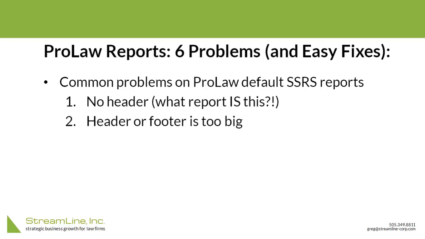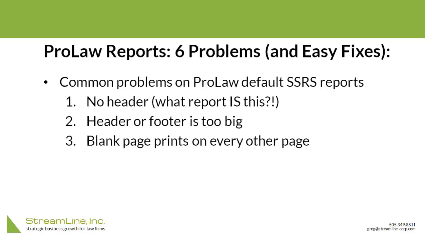A similar problem that I see on a lot of ProLaw default reports is either the header or the footer section is too big. So it might take up, between the header and the footer, maybe like a third of the total page height, which is way too much. It's overkill, it's unnecessary, and again, more trees die because of that. Another related issue is with overuse of paper is blank pages printing on every other page of the report. This is a common issue. I see this in a lot of default ProLaw reports, and a very common thing, easy to fix, but it's common and frustrating.